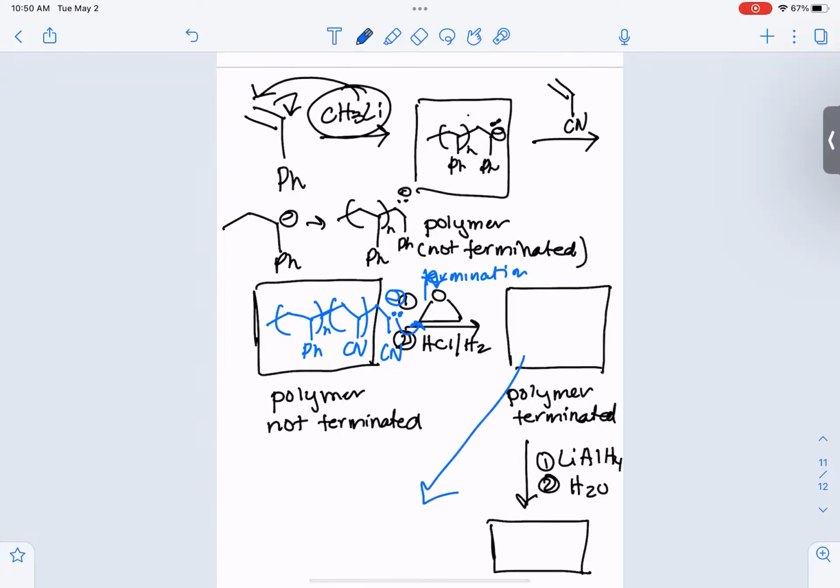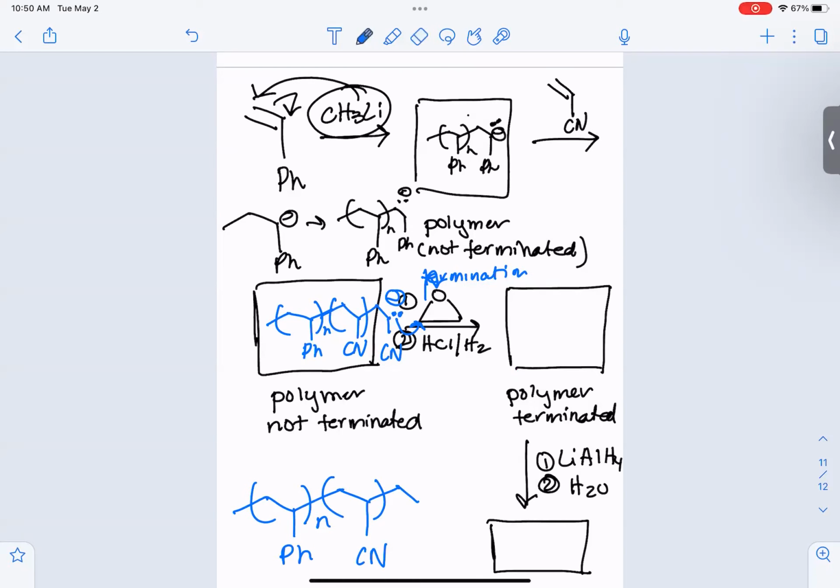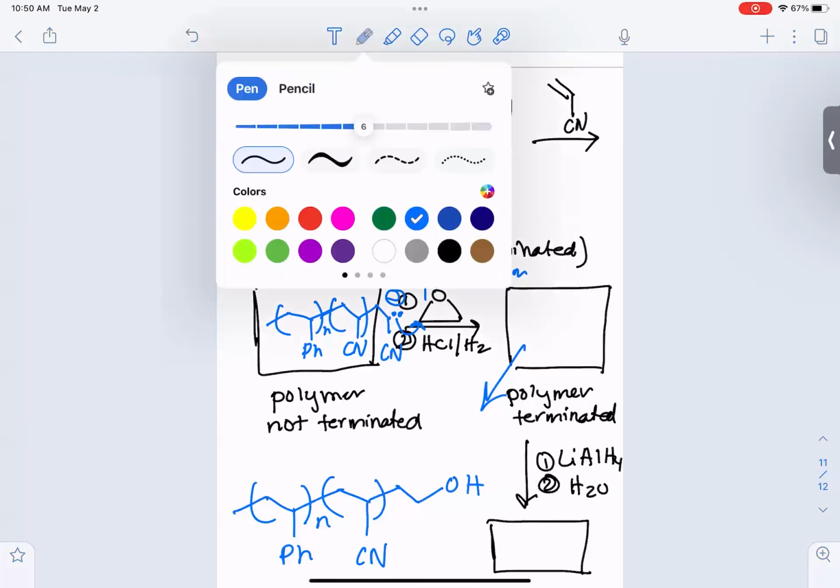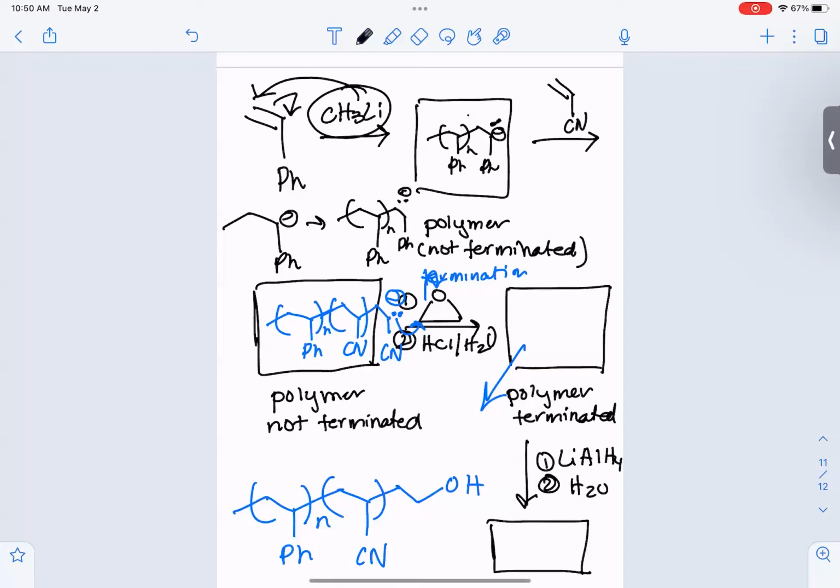All right, I'm just going to draw this over here so I have enough room. So you have one repeating unit with the phenyl groups. We have one repeating unit with the cyano groups. Then you're going to have 2 carbons, 1, 2, and an OH from the epoxide. Do we see how it would terminate that way? So the carbanion opens up the epoxide, and the HCl and water protonate the oxygen.